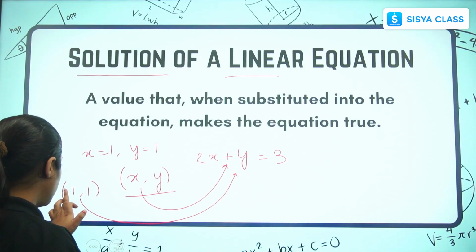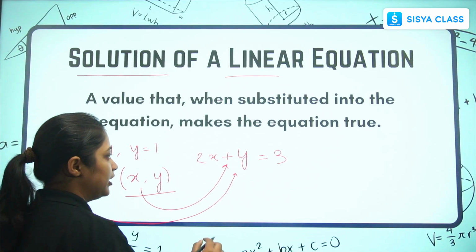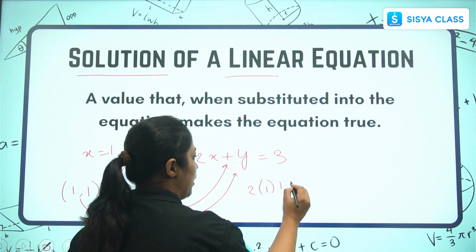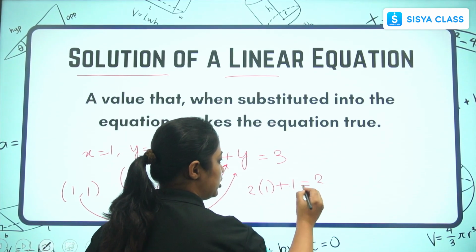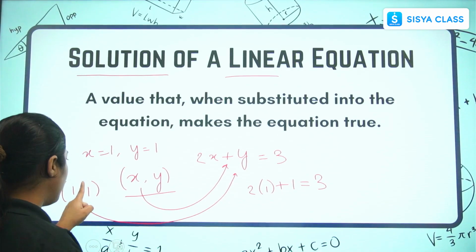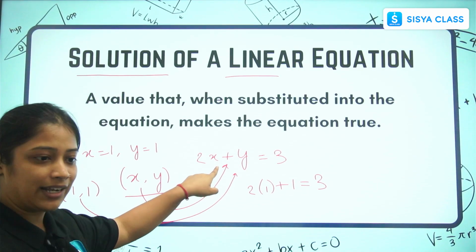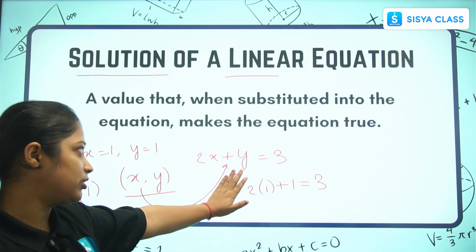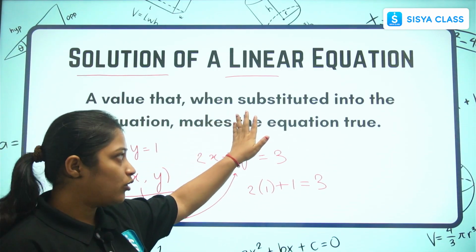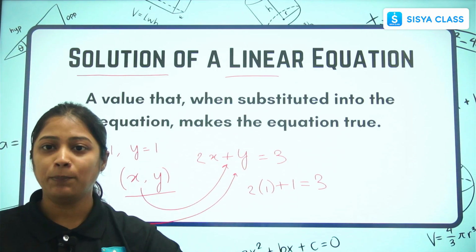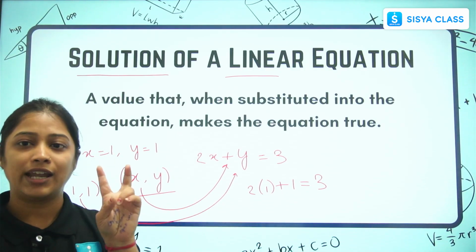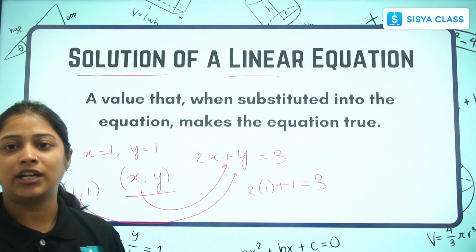So let's substitute the value of x and y in this equation. So 2 multiplied by 1 plus 1, it will give you 3, right? So x comma y, that is 1 comma 1, is satisfying this equation. So this is solution of this equation. So what are solution of a linear equation? So any pair x comma y which satisfy that equation, we call that pair as solution of that linear equation.